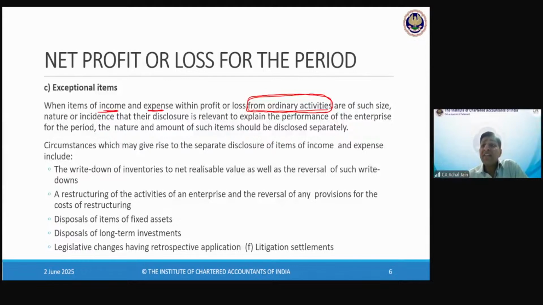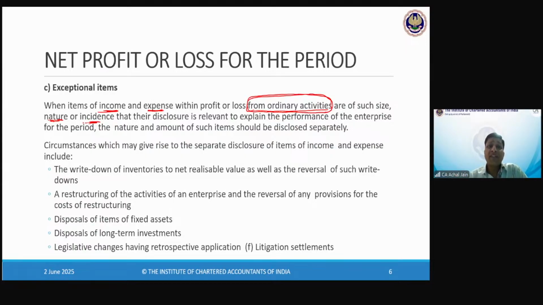But their size is such, their nature is such, that their disclosure is important for the understanding of users of financial statements. Generally, these are of a very significant amount, or you can say their nature is very important. Their understanding is very important for the stakeholders, for the users of the financial statement. So that's why the standard requires that such items should also be presented separately.